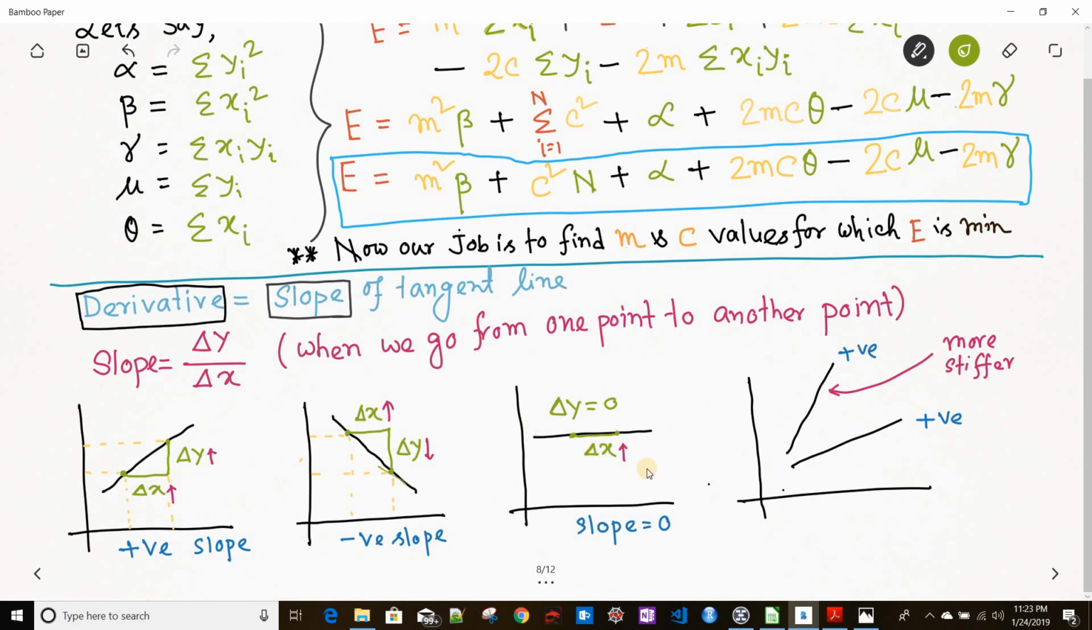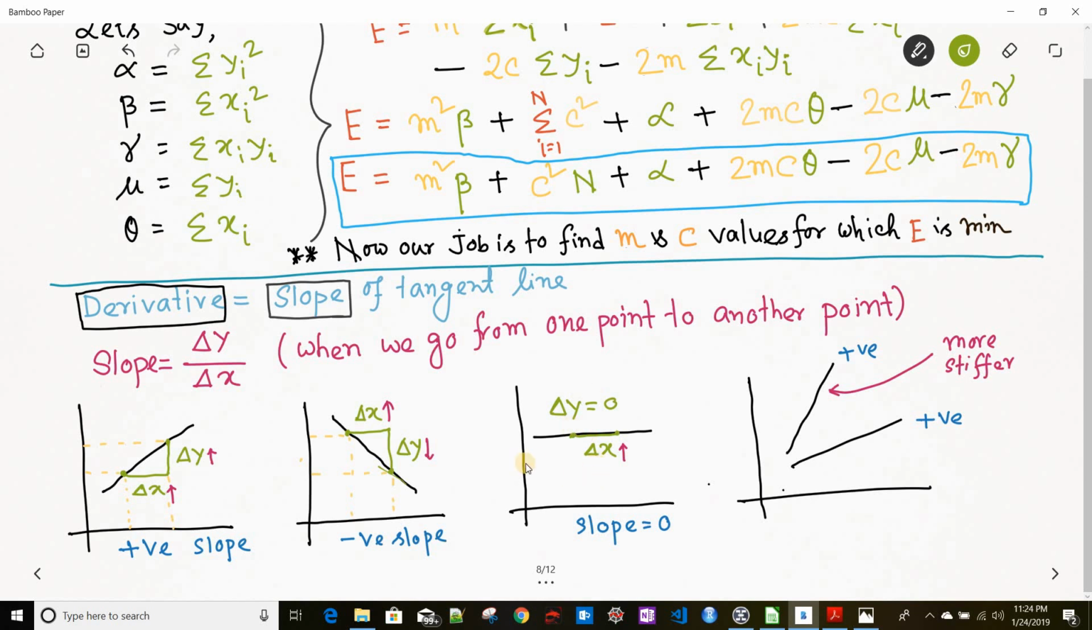Okay, and let's talk about this line which is parallel to our x-axis. There also, if I want to go from one point to another point, the delta x value is increasing, but the y value is fixed in this line. So if I put it over here, the slope becomes 0. So any line which is parallel to the x-axis will have slope 0, and any line which is parallel to the y-axis will have infinite slope.